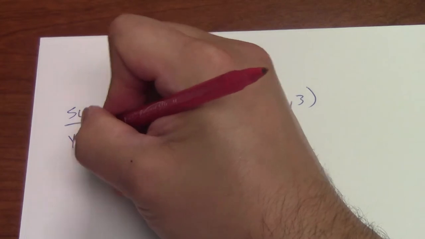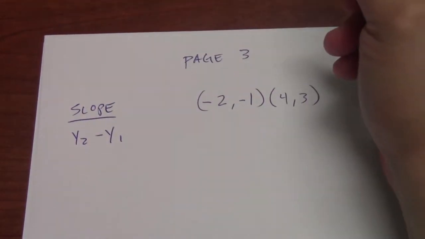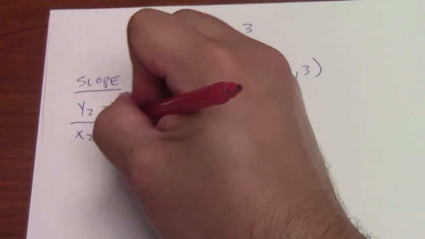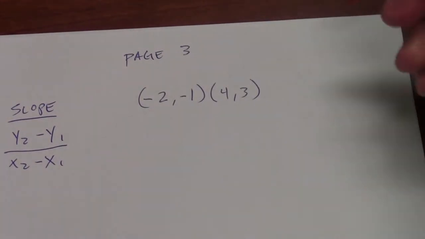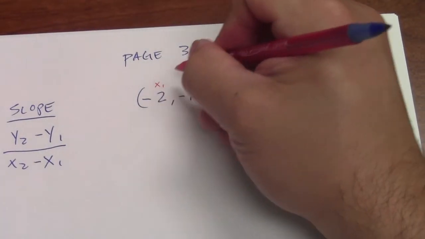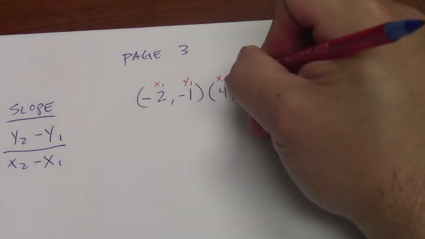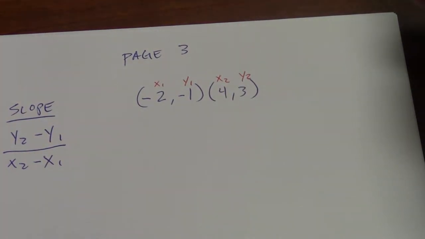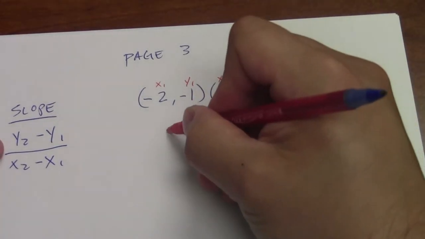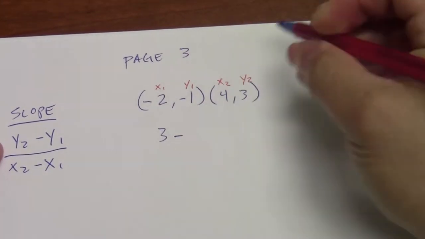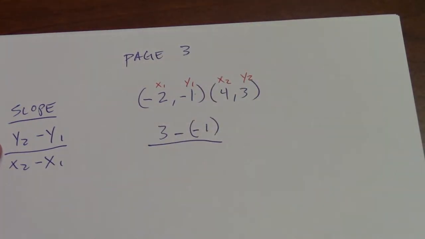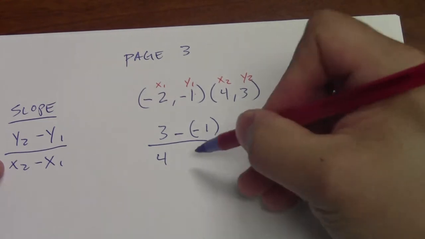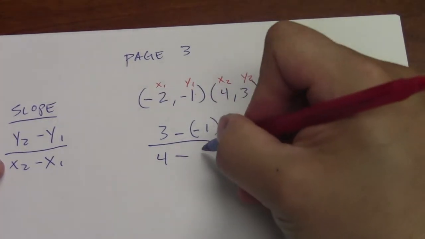slope is y2 minus y1 all over x2 minus x1. All right. So once again, I'm going to come over here, just label my stuff. So this is x1, this is y1, x2, y2. That way I don't get confused. And then I'm just going to plug it into the formula. All right. So y2 is 3 minus y1. So minus -1. And that's over x2, which is 4 minus x1.